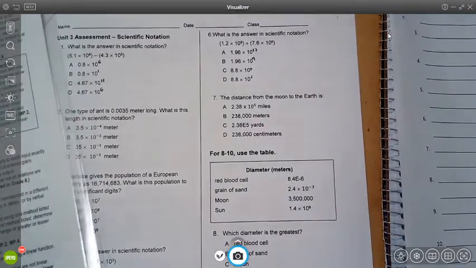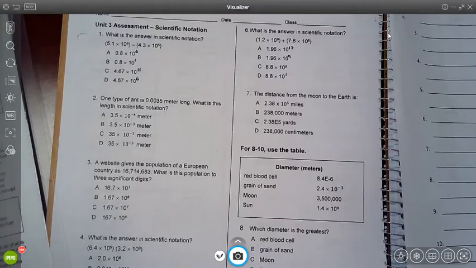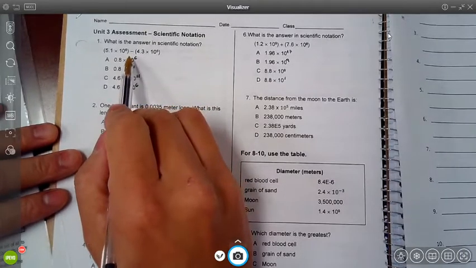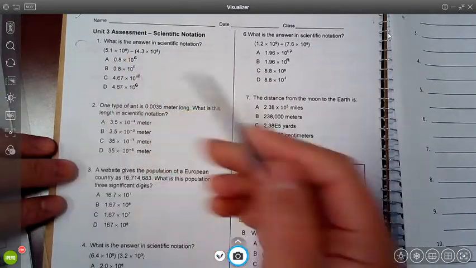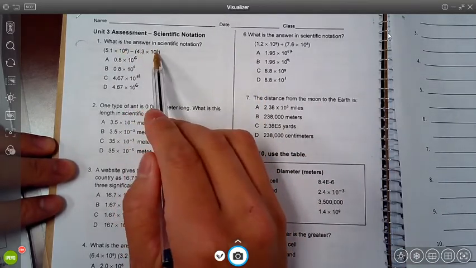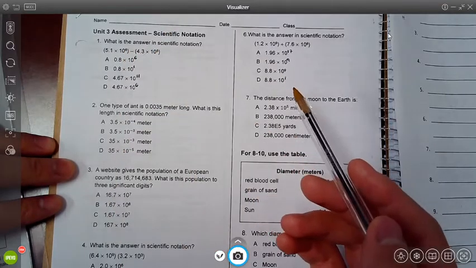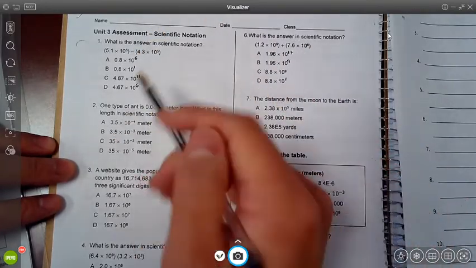Okay, so for number one, what is the answer in scientific notation? First thing you want to look at is the operation. Right now it's subtraction. What do you know about subtraction? You know you try to get the same exponent. You're going to either change this to a 5, change this 5 to a 6, or this 6 to a 5. But after you subtract, once you get the same exponent, you don't subtract the exponents.